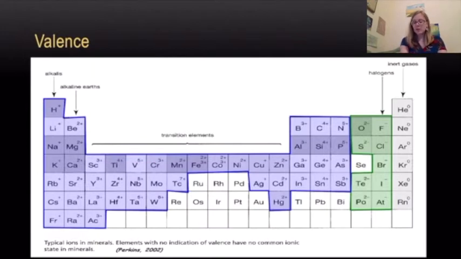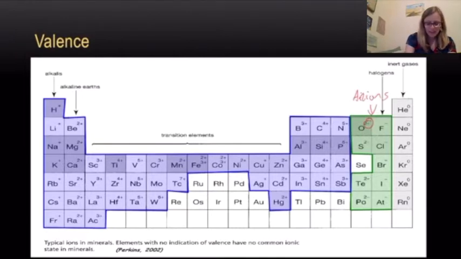They'll either become anions with a negative valence. So oxygen has 6 electrons in its outer shell. It takes in 2 electrons to become 8 electrons and ends up with a negative charge.